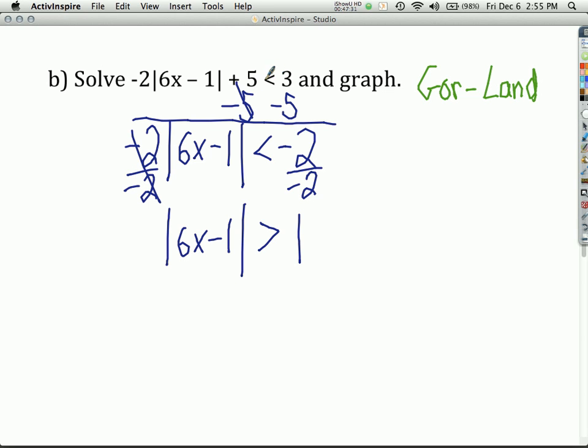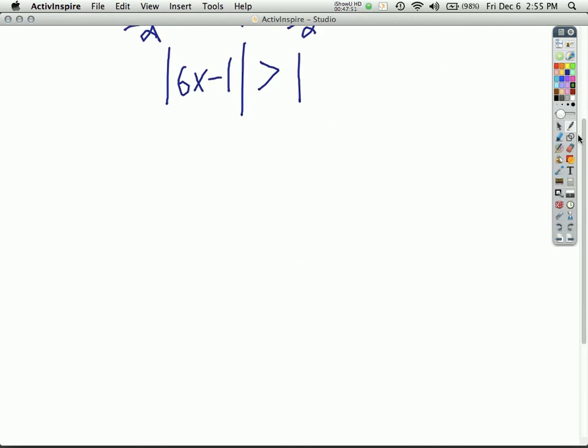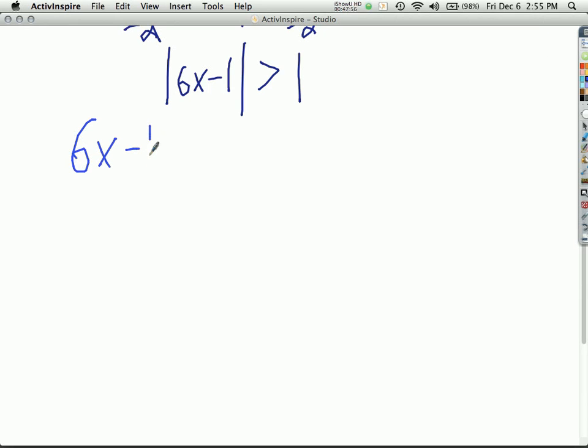originally it looked like a less than, which would be an and inequality, but then through the process it turned into a greater than, which is going to make it an or inequality. So you have to pay attention to that. You don't use Gorland until you have the absolute value isolated. Now we are ready to rewrite it as a compound inequality. Now we've got 6x minus 1 is greater than 1, or 6x minus 1, and now everything flips. Flip the symbol, flip the sign.